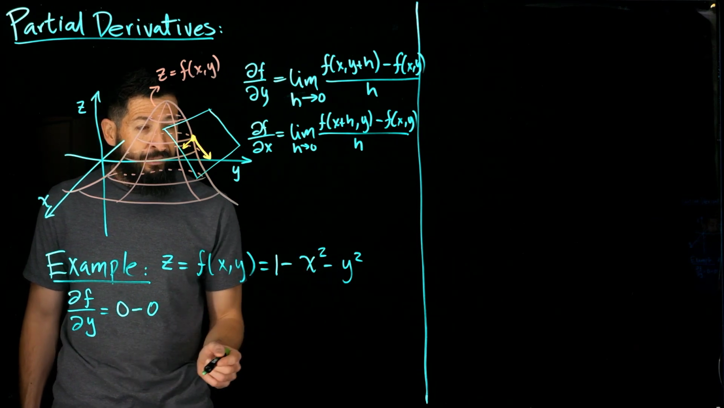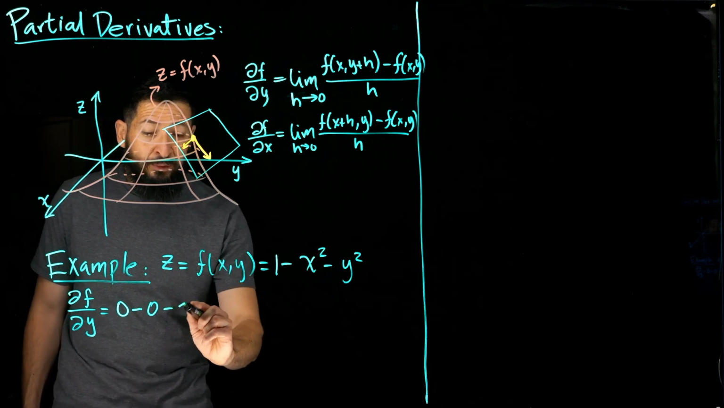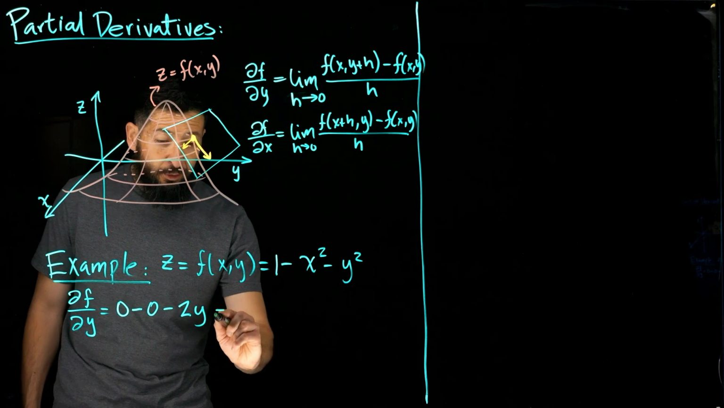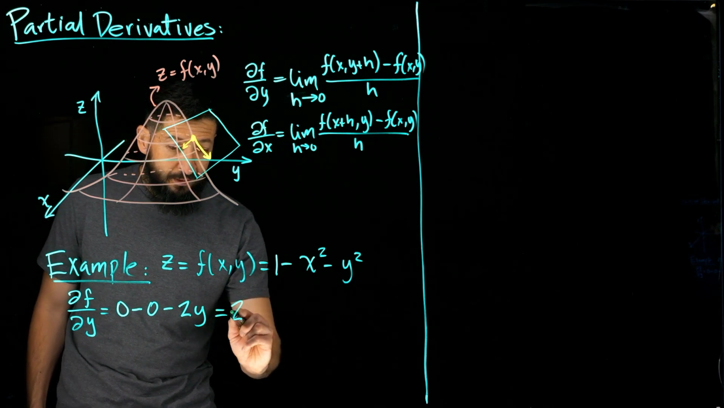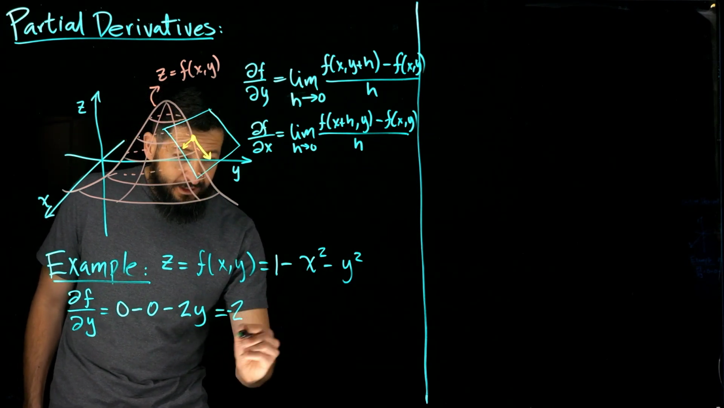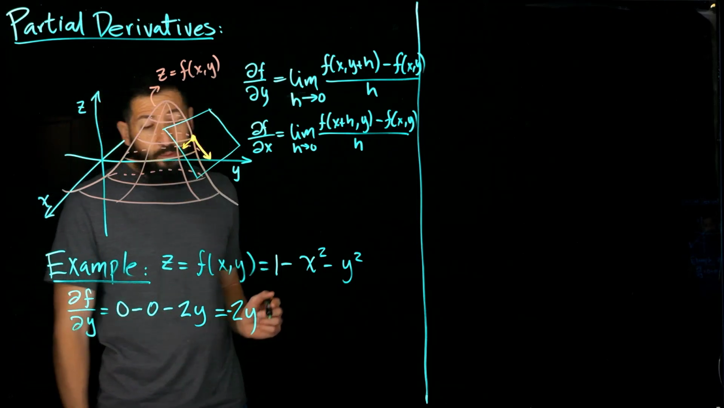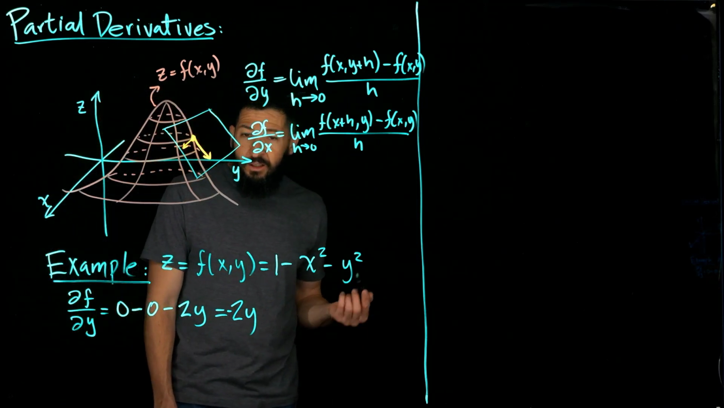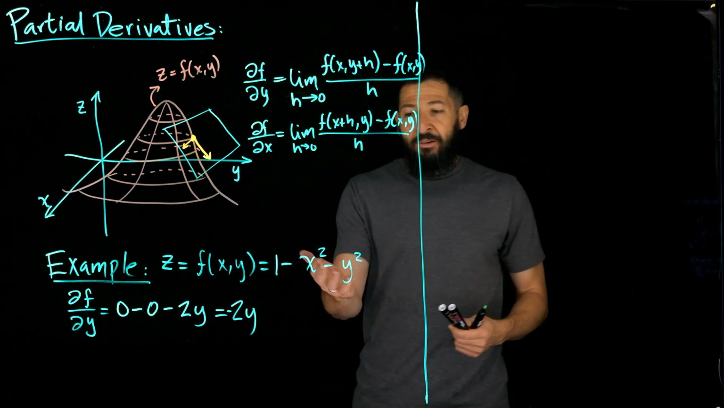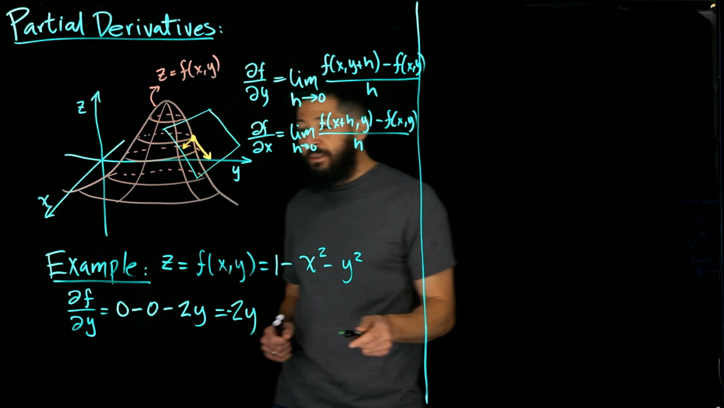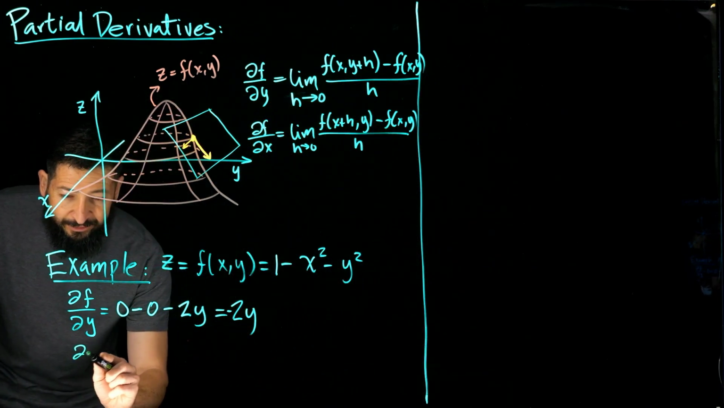And when you take the derivative with respect to y, well, you do get 2 times y. So your partial with respect to, I guess I forgot a negative, negative 2y. Your partial with respect to y is negative 2y. So what did I do? Whenever I saw an x, I just treated it as a constant. So let's do the partial with respect to x.